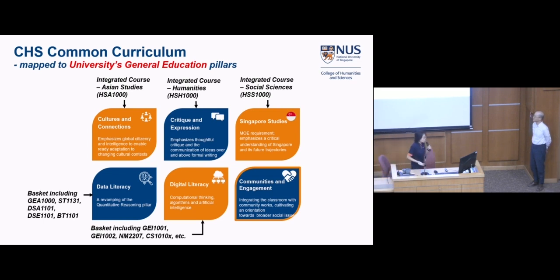They include, for example, cultural connection, Singapore studies. These are the university's general education requirements. So our courses from CHS, like integrated courses, allow you to map that. What it means is that when you do the CHS common curriculum, it already helps you to fulfill the NUS general education requirement, okay?